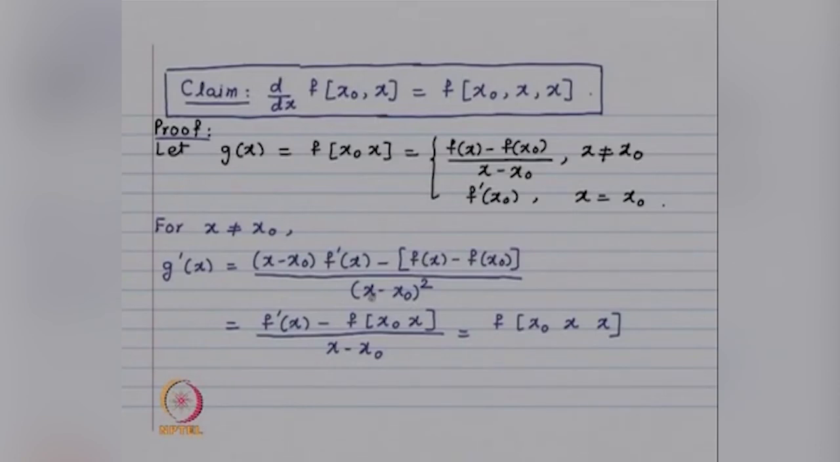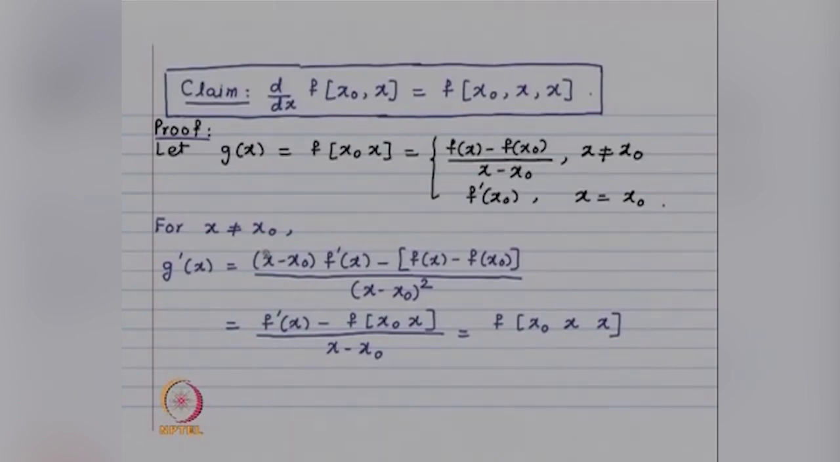Here the other x minus x 0 we associate with f x minus f x 0. So, f x minus f x 0 divided by x minus x 0 gives us the divided difference of f based on x 0 x. Now, this is nothing but the divided difference based on x 0 x x, that is the recurrence formula. This is nothing but the divided difference of f based on x comma x, so that is f dash x minus the divided difference based on these two points, divided by x minus x 0. So, we have proved the claim for x not equal to x 0.